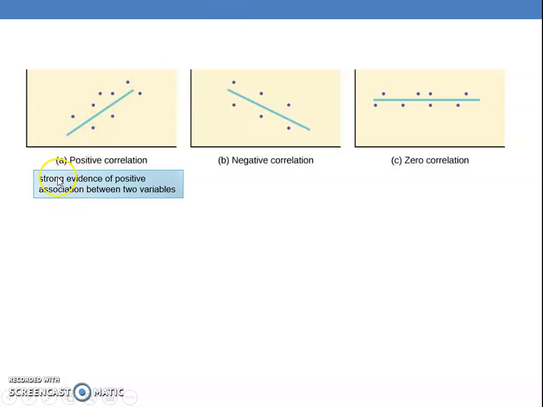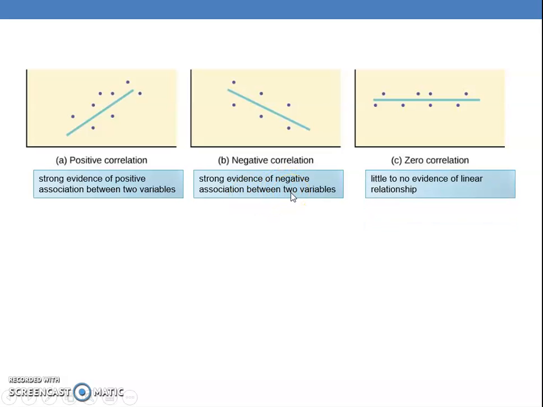Similarly, for letter A, we can say that there's a strong evidence of positive association, or positive correlation, between the two variables. For letter B, we can say that there's a strong evidence of negative association between the two variables. For the third one, we can say there's little to no evidence of linear relationship.